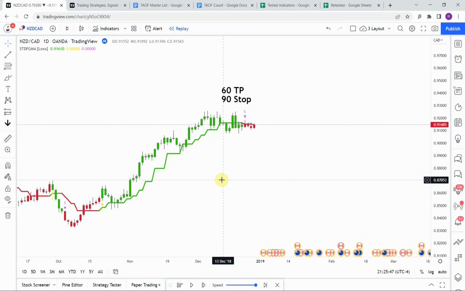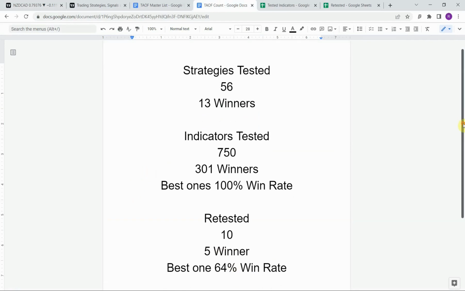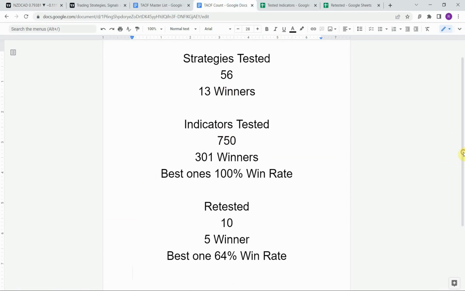Alright, as I said, today we will be testing the STD filtered Gaussian moving average. Before we do though, I wanted to put the testing scoreboard up for everyone to see. So to date, we have tested a total of 56 different strategies, with 13 of them being profitable. We've also tested a total of 750 indicators, with 301 of them being winners. The best ones so far were able to achieve a 100% win rate.